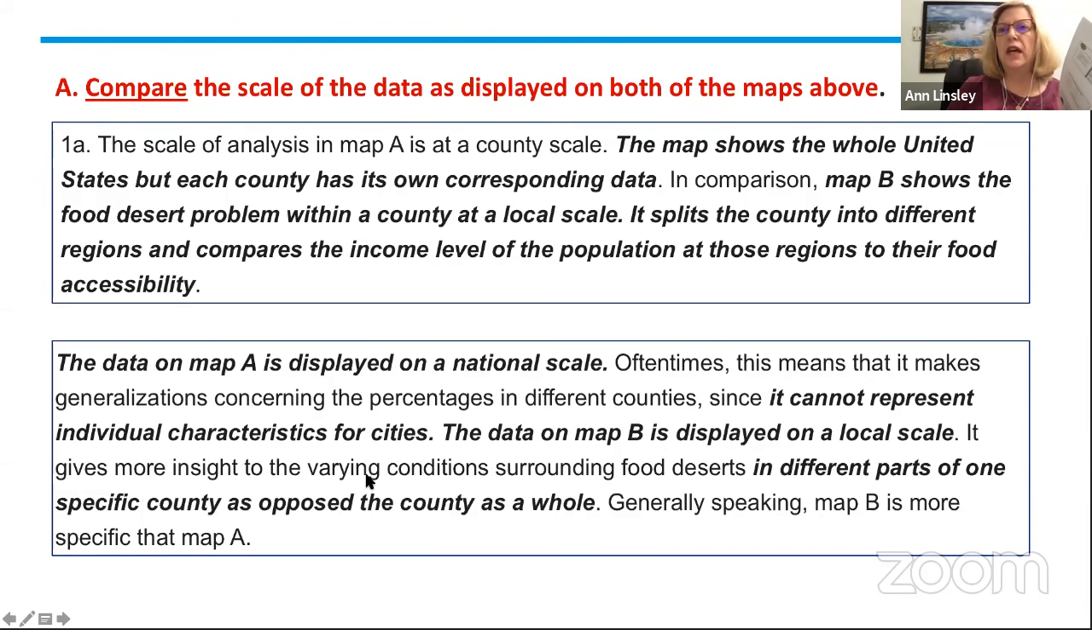It gives more insight to the varying conditions surrounding food deserts in different parts of one specific county as opposed to the county as a whole. All right. Another perfect answer. The only thing I would make it even more perfect is to link it back even more solidly to food deserts, but it still nails the question.